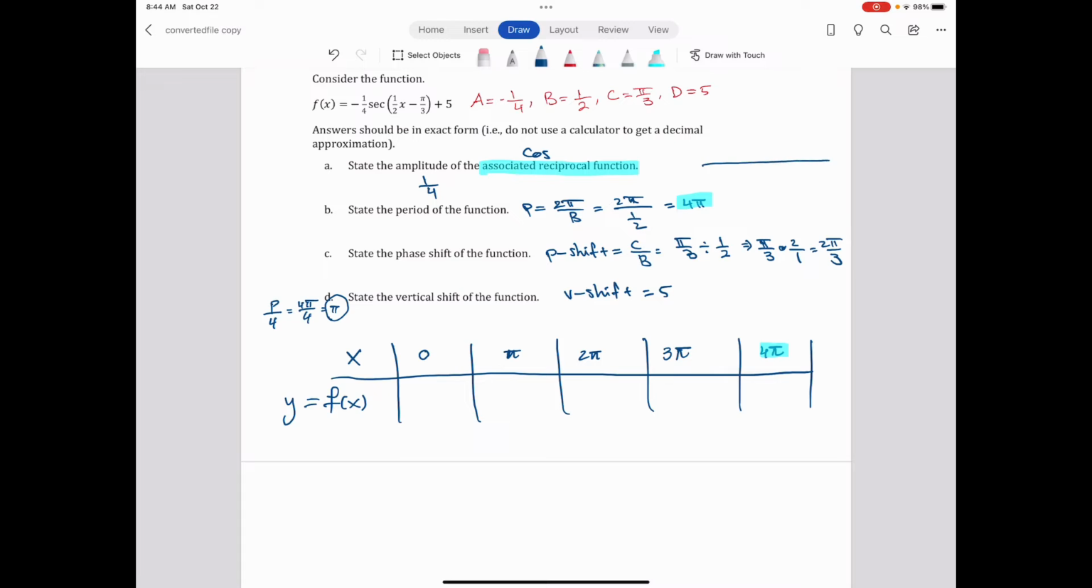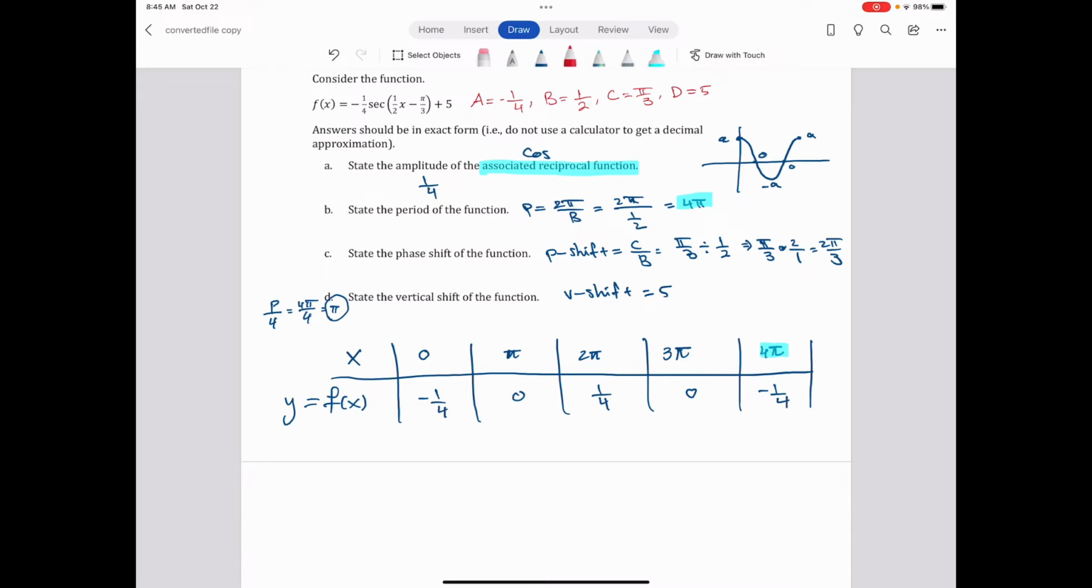Now, looking at the original cosine function, it looks like this. The original cosine function, this is the amplitude here, and then 0, and then negative the amplitude, and then 0, and then the amplitude again. So the amplitude in this case, or a, I should say a, not the amplitude, is negative 1/4, 0, and then negative is positive, and then 0, and then negative 1/4.